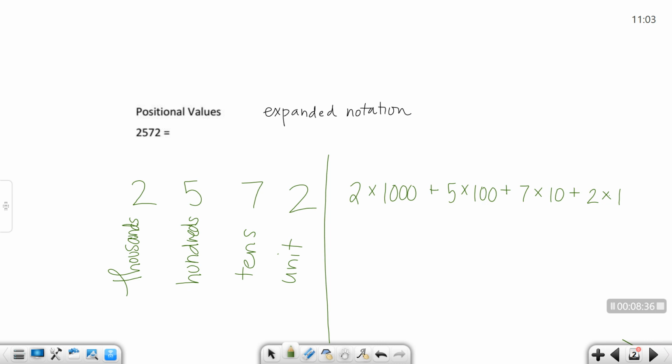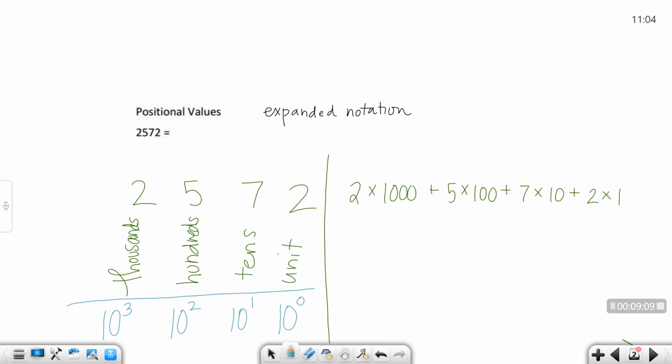But the way that these units, tens, hundreds work is that they are powers of 10. So for example, 10 to the 0 power, anything to the 0 power is 1. So that represents 1 unit. 10 to the 1 represents 10 units because 10 to the 1 is 10. 10 squared is 100, so that represents 100 units. And 10 cubed is 1,000, so that represents 1,000 units.